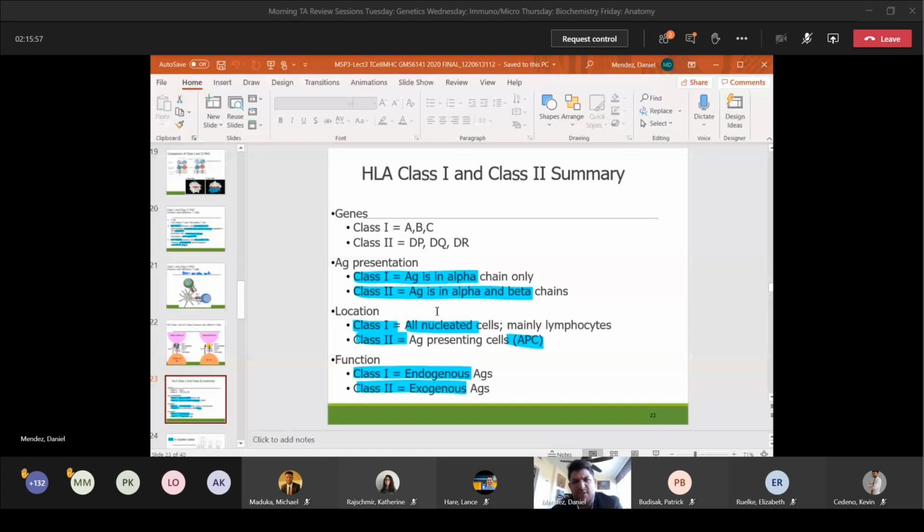We kind of went over this already. This is the summary, but make sure you know which ones actually do presentation. So in class 1, the only one that deals with presentation is the alpha. In class 2, it's alpha and beta.